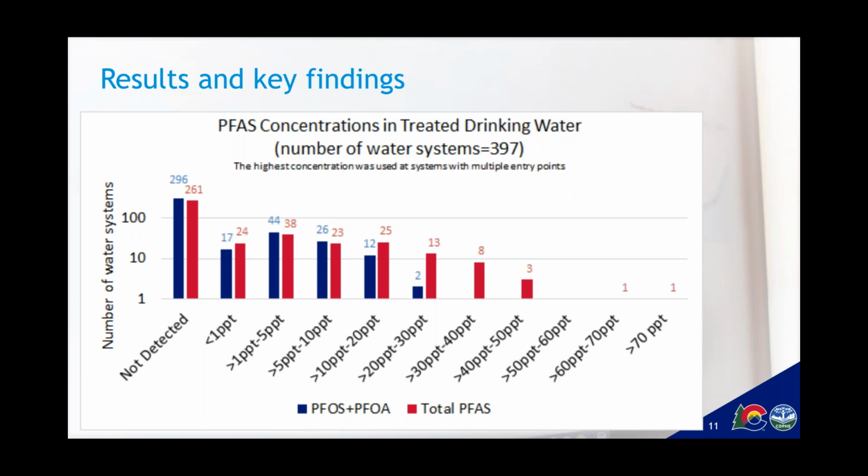So we have one system with treated water above 70 parts per trillion. It was just one of their few entry points. They indicated that they know that it's impacted by a nearby fire district, and so that's another site that is impacted with the PFAS foams. And the great news is we were only wondering how many we'd actually see above the EPA health advisory for PFOS and PFOA. Our highest levels were between 20 and 30 parts per trillion for those two compounds.